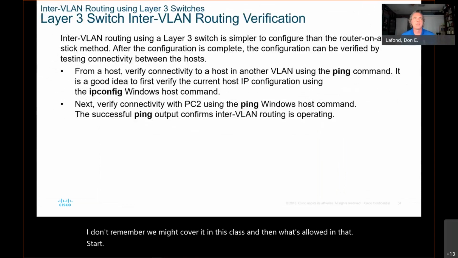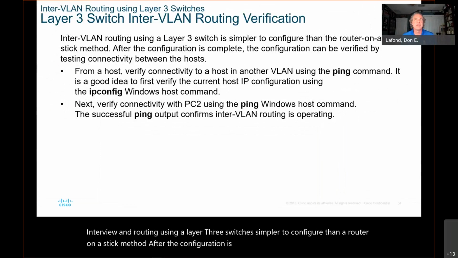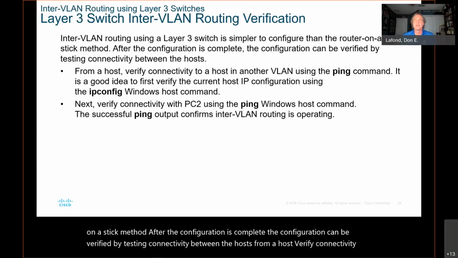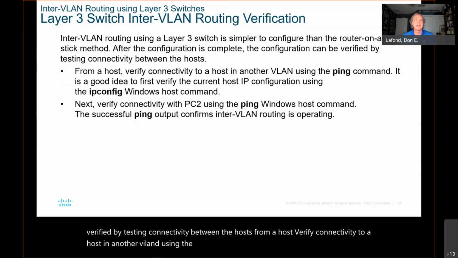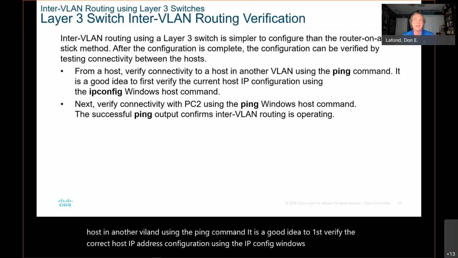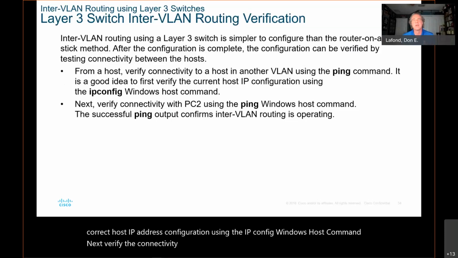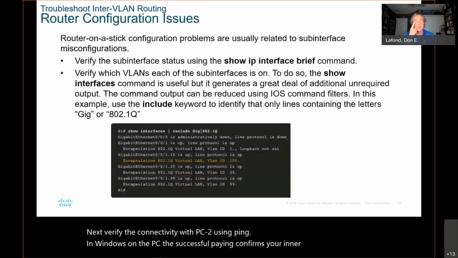Inter-VLAN routing using a layer 3 switch is simpler to configure than a router on a stick method. After the configuration is complete, the configuration can be verified by testing connectivity between the hosts. From a host, verify connectivity to a host in another VLAN using the ping command. It is a good idea to first verify the correct host IP address configuration using the ipconfig Windows host command. Next, verify the connectivity with PC2 using ping in Windows on the PC. The successful ping confirms your inter-VLAN routing is operational.